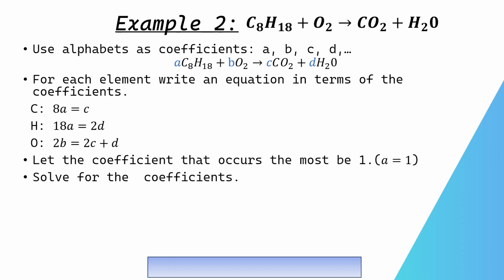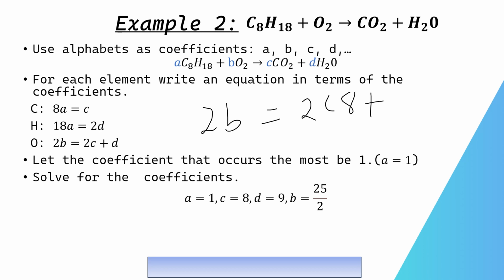If A is equal to 1, then C will be equal to 8. Now 2D will be equal to 18 times 1. Then D will be what? 18 over 2, 9. And B, okay. So to solve for B, 2B equals 2 times 8 plus, found out that is 9. So it will be what? 16 plus 9, 25. Then you divide by 2 to get B. So B is equal to what? 25 on 2. Good. 25 on 2. I hope you are getting it.